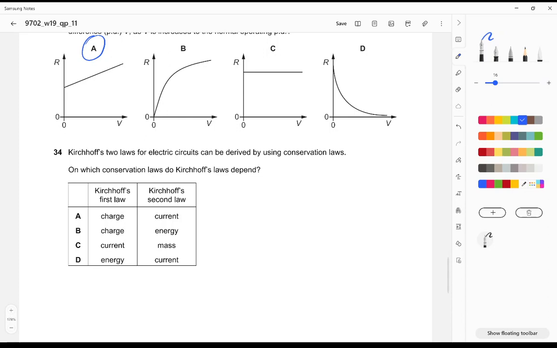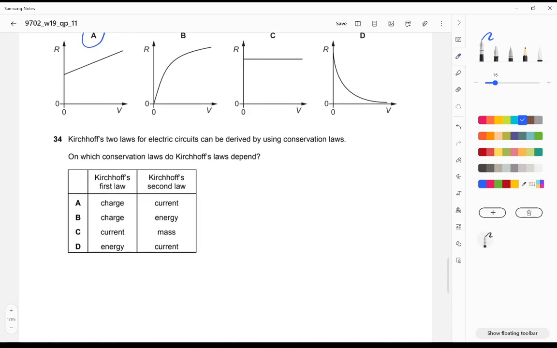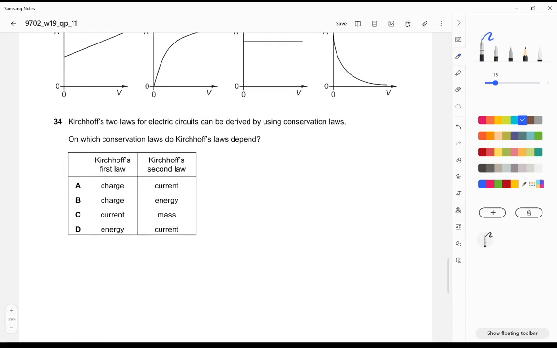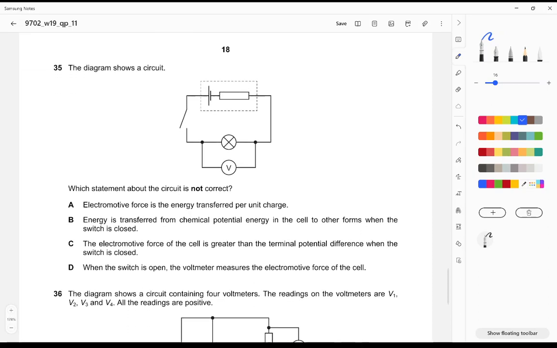Kirchhoff's two laws for the electric circuits can be derived by using conservation laws. On which conservation laws do Kirchhoff's laws depend? Kirchhoff's first law depends on the conservation of charge. That is correct. Kirchhoff's second law depends on the conservation of energy. So B should be the right answer. This was easy.